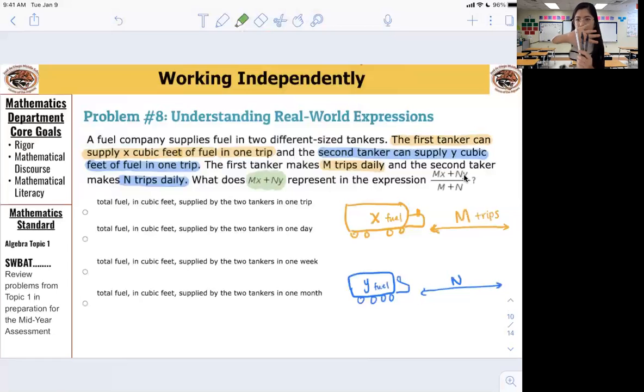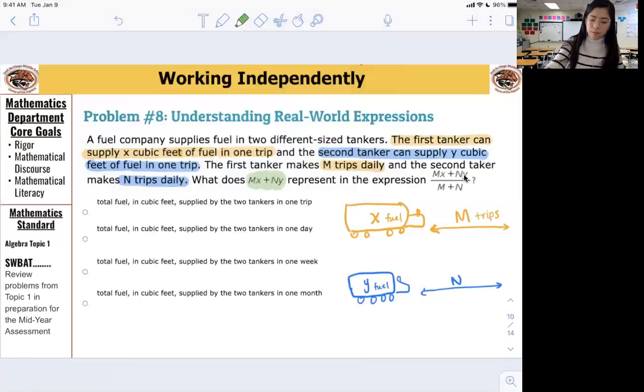If these 3 pens represent the fuel, okay? This is how much fuel I'm taking every single time. I take 3 fuels, I go back. I take 3 fuels, I go back. I take 3 fuels, and I keep doing that over and over again. When you multiply those two numbers together, you get the total amount of fuel.